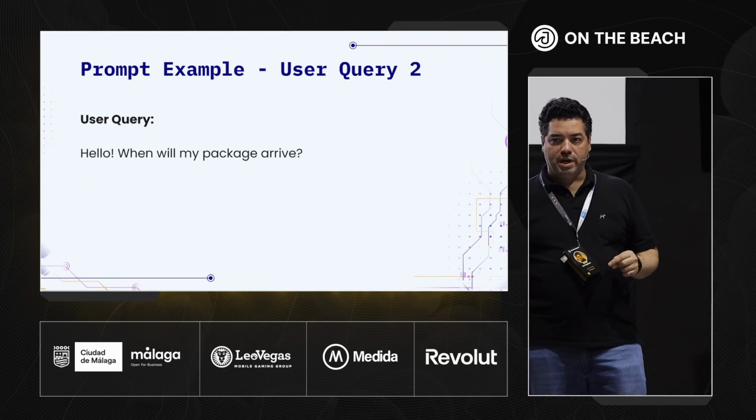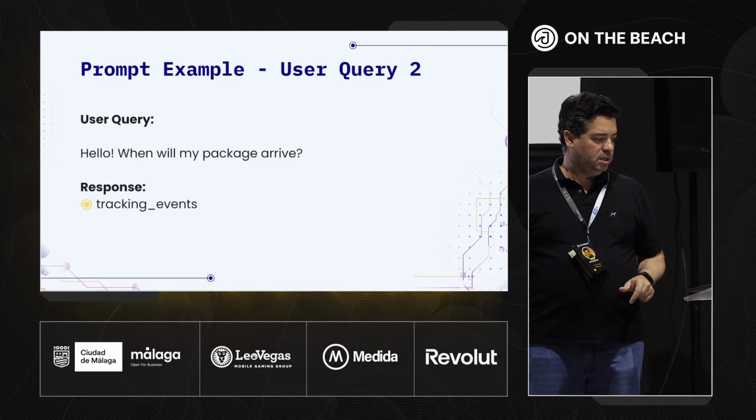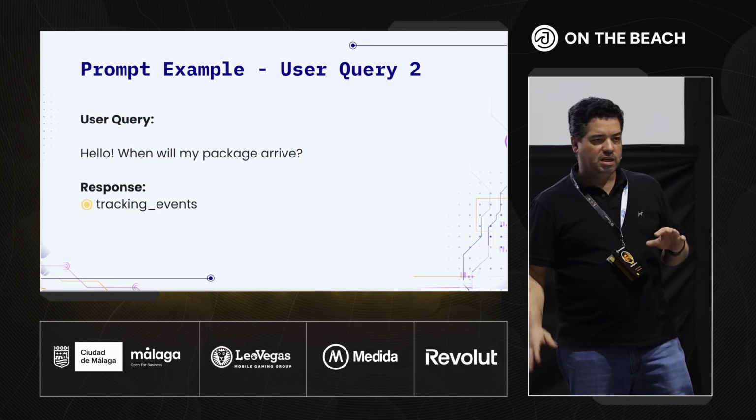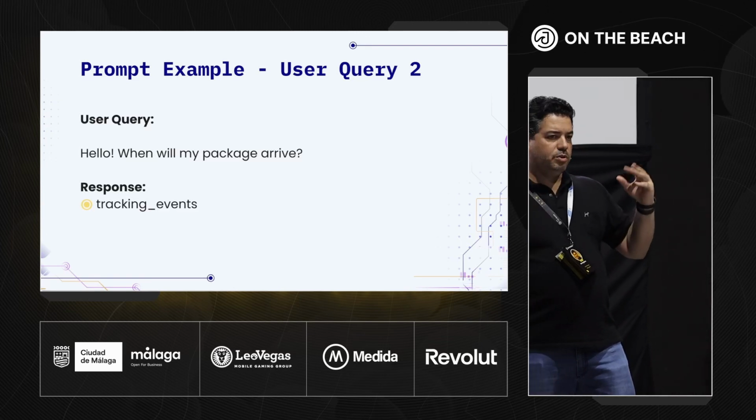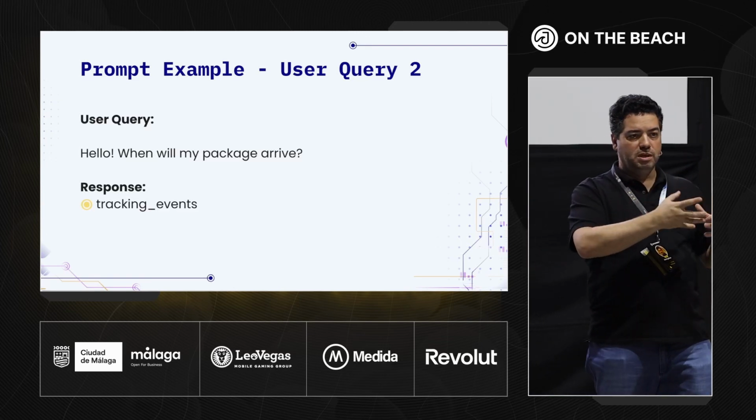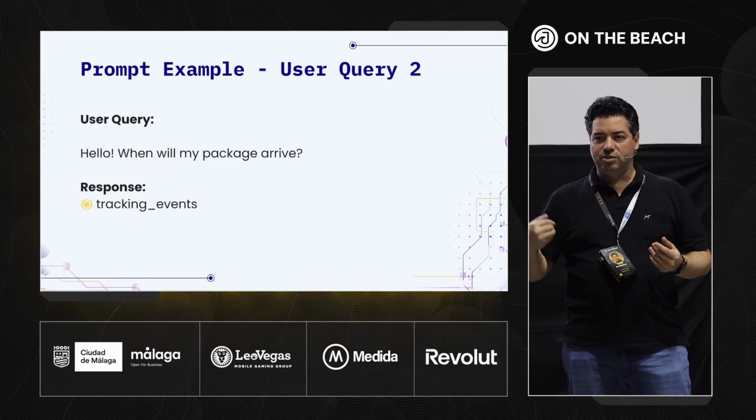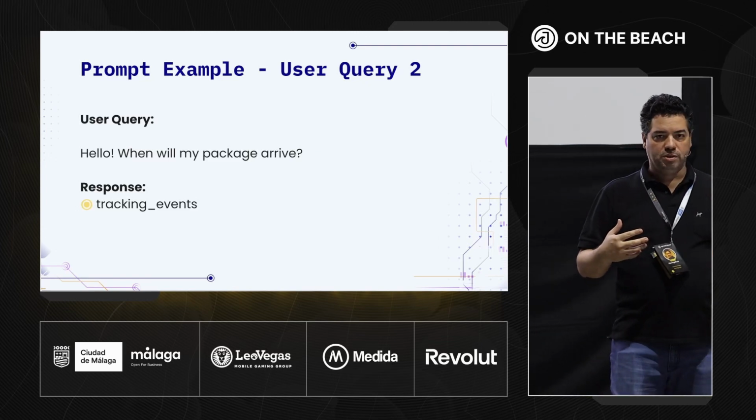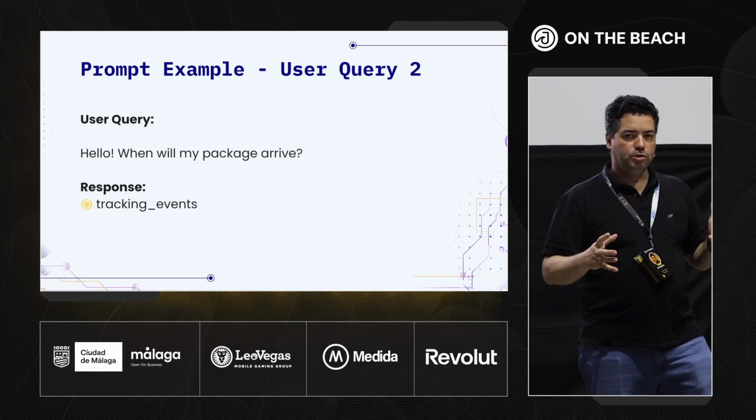When will my package arrive? This looks like a more tricky one. So it answered me with tracking events. I put this as yellow, so not fully right, because the correct answer would be from shipments. But as I said, it didn't have enough information, and you can also extract this information out of tracking events. It's just not the best approach. But I only put the table names, so it was a good guess.